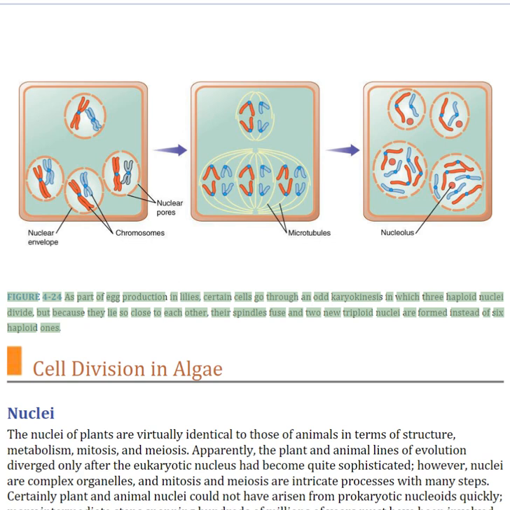Figure 424. As part of egg production in lilies, certain cells go through an odd karyokinesis in which 3 haploid nuclei divide, but because they lie so close to each other, their spindles fuse and 2 new triploid nuclei are formed instead of 6 haploid ones.